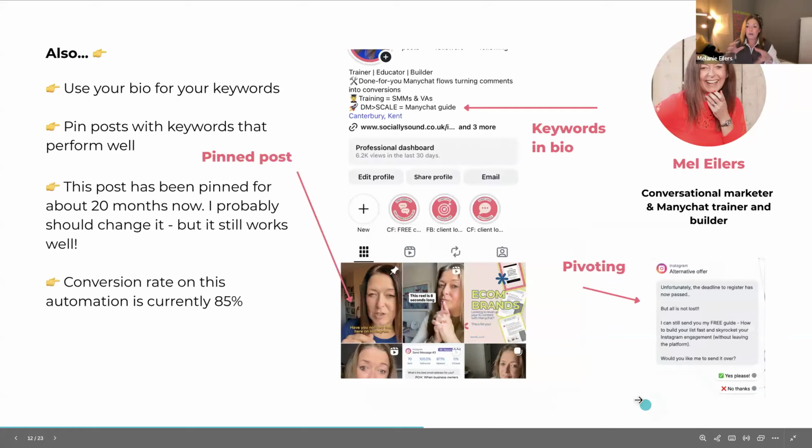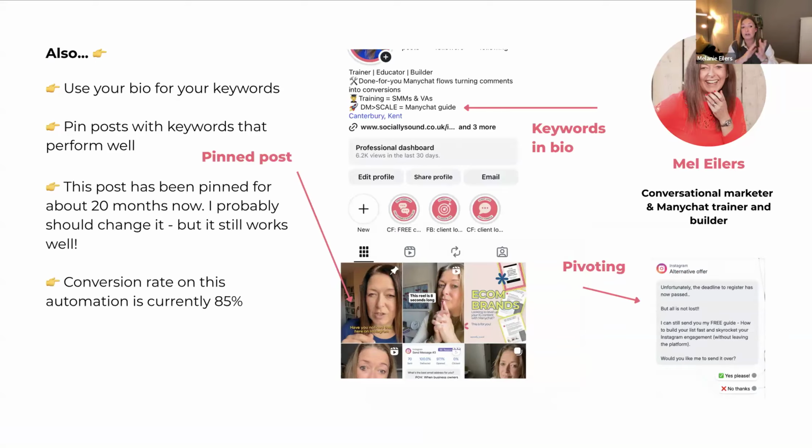So also, I would highly recommend that you have your keywords in your bio, at least one. Maybe your best offer, your proven offer. Make sure that keyword is in your bio so they know immediately how they can get hold of your best performing freebie or your latest webinar, etc. I would also recommend that you pin posts with the keywords that perform well.